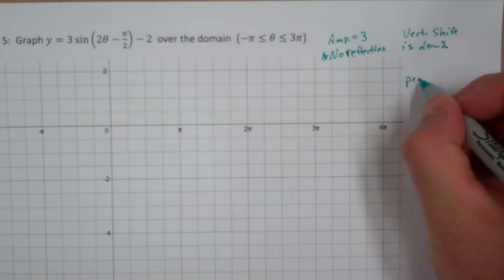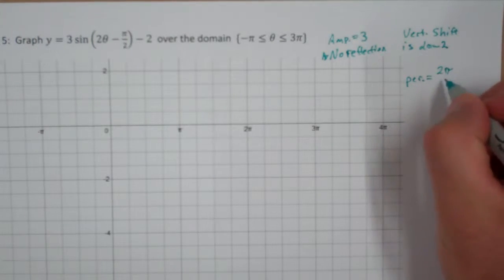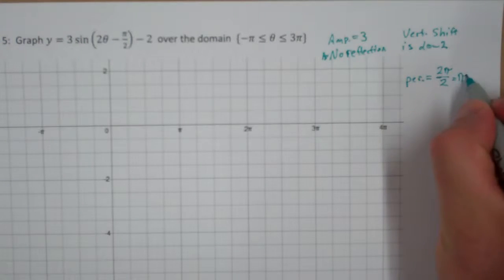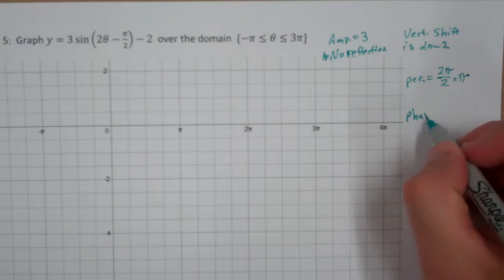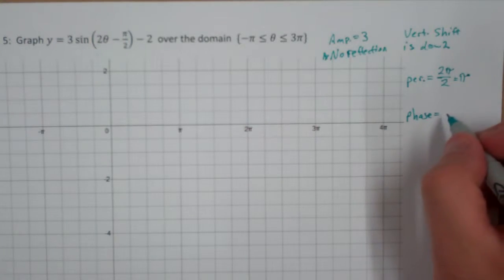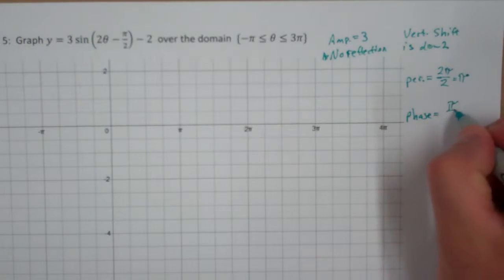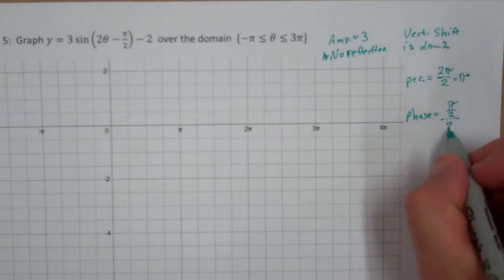For the period, that's going to be 2 pi over k. K is 2, so that's pi. And then now we need to do the phase shift. This is the last thing we'll do on the graph, so it's nice to do it last here too. We'll do c, which is pi over 2. If you want to put the negative sign there, you can. It doesn't really matter. And over 2.